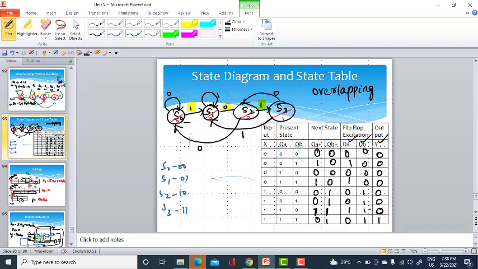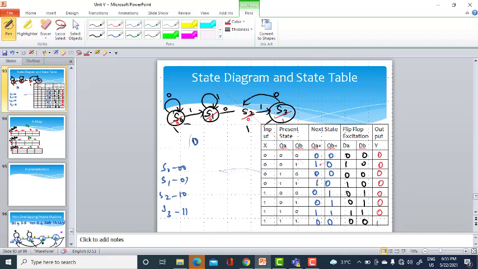We need to focus on the expressions for dA, dB and y. Keep in mind, in the Moore model your output depends only on the present state. It won't depend on the input. So for dA and dB you will have a 3 variable K-map with variables x, qa and qb, and for y you will have only 2 variables, qa and qb. That we will see in the next slide.